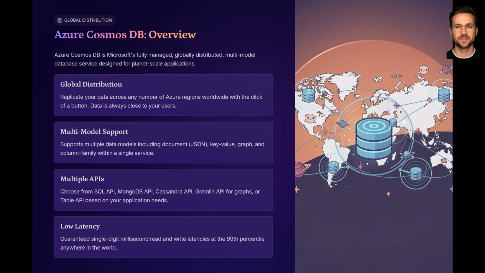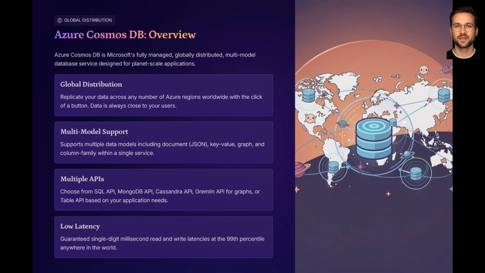including document for JSON documents, key value, graph, and column family. Different APIs are available, such as the SQL API for JSON documents, the MongoDB API, the Cassandra API, the Gremlin API for graph data, and the Table API.